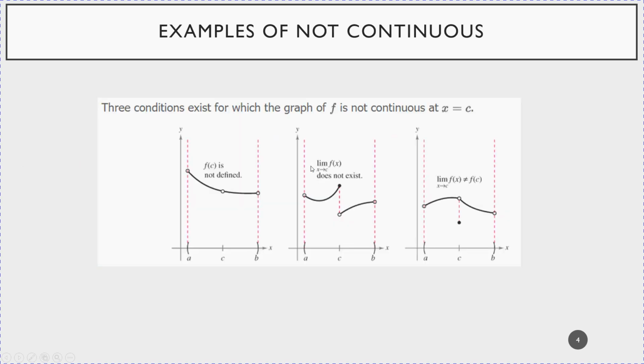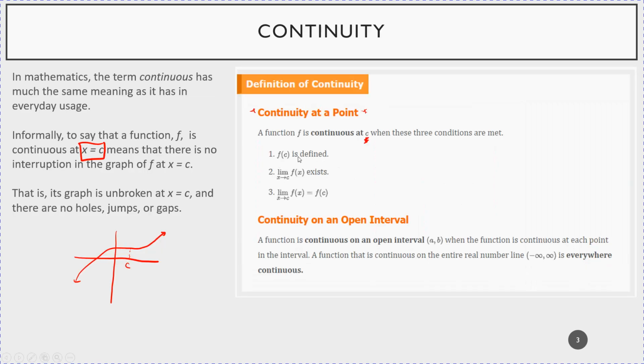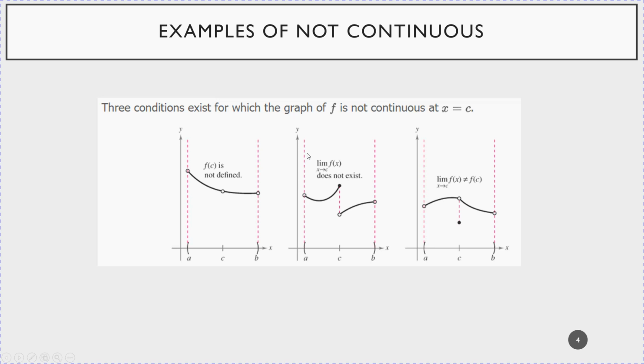Here are the three conditions for which the graph of f is not continuous at x equals c. Here are the counterexamples. The first one is that f of c is defined. If you look at this first graph, there's a hole in it. So this is that example where there's a hole. That's not good.